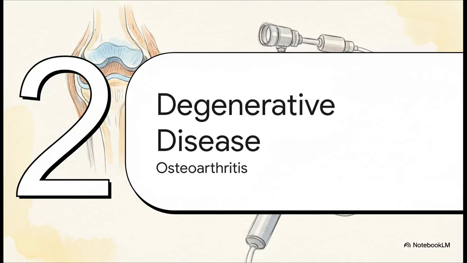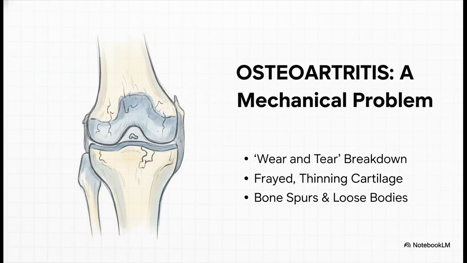Now, let's put these principles into practice. We'll start with our first clinical scenario, and it's the one you're going to see most often: osteoarthritis. So with osteoarthritis, or OA, we're dealing with a chronic, irreversible process of degeneration. The problem here is fundamentally mechanical. It's that classic wear and tear that just grinds down the cartilage over time. This then leads to all sorts of secondary issues, like bone spurs, osteophytes, and loose bits of cartilage and bone floating around in the joint.